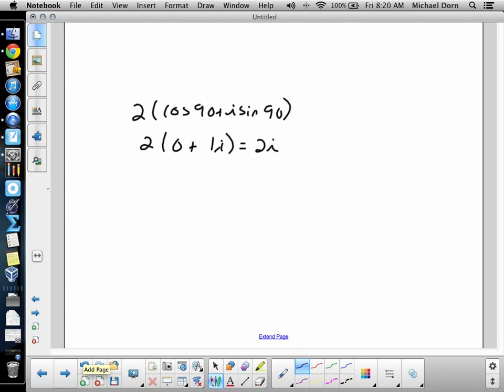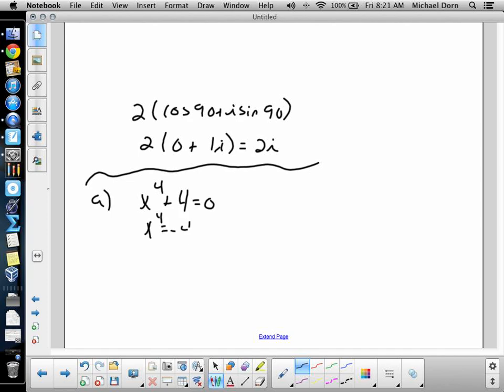Consider the equation in problem 15. The first part counted for 1 point. The second part, not so much. How many complex roots does the equation have? It's x to the fourth plus 4 equals 0. So that's x to the fourth equals negative 4, or x equals the fourth root of negative 4, which is negative 4 to the 1/4 power.